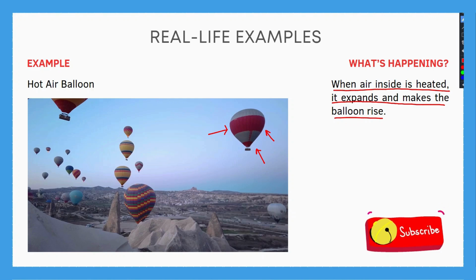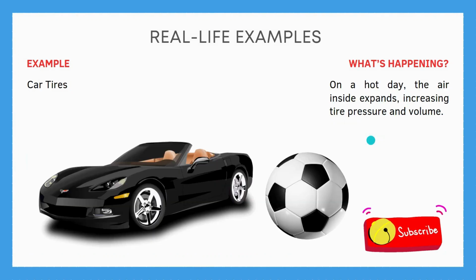Whenever they want to land the hot air balloon, they reduce the intensity of the heat that is being applied. That will make the volume reduce and the balloon come down. That being said, let's move on to the next example.